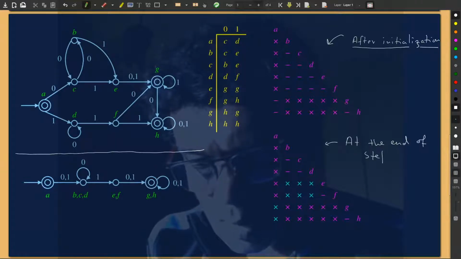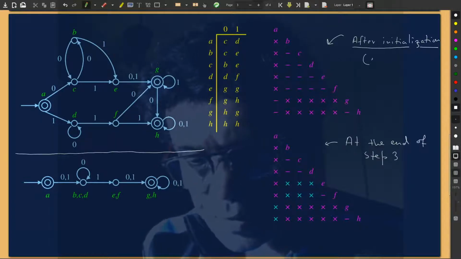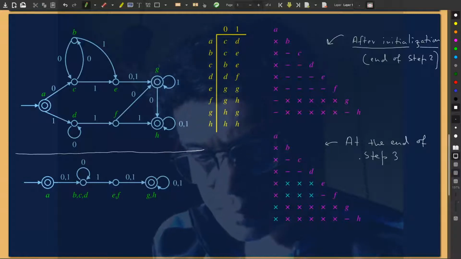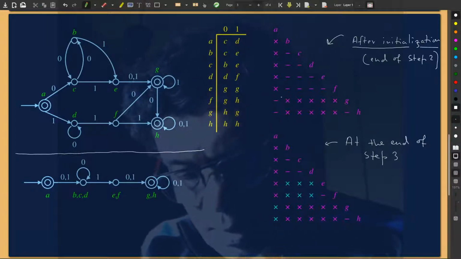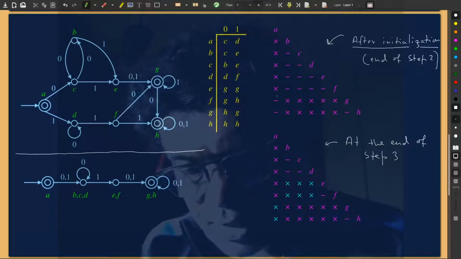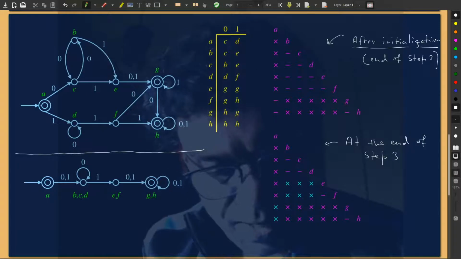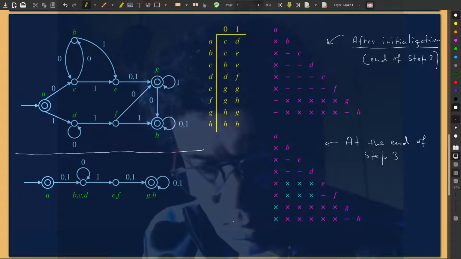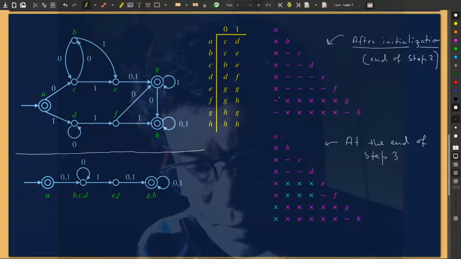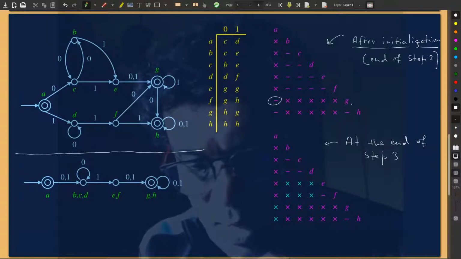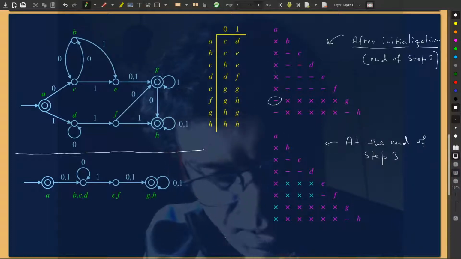Step 3. So this is the end of step 2, and this is at the end of step 3. Now let us see one thing. So this quantity A, G, I want to mark it. So you start from A. Let's look at this. Maybe this one. So this corresponds to A and G.